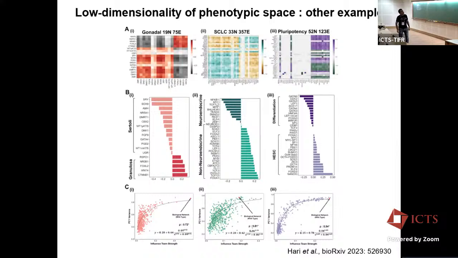Going back to Shaon's question, is this specific to cancer? No. You look at gonadal cell fate determination, you look at pluripotency in embryonic stem cell, same patterns. These are the networks, these are the influence matrices obtained after multiplying the matrices. You look at principal component 1, phenotype 1, all positive, phenotype 2, all negative. You can change the context, you can change the name of the players, as long as the team's behavior is there, you'll see this pattern.